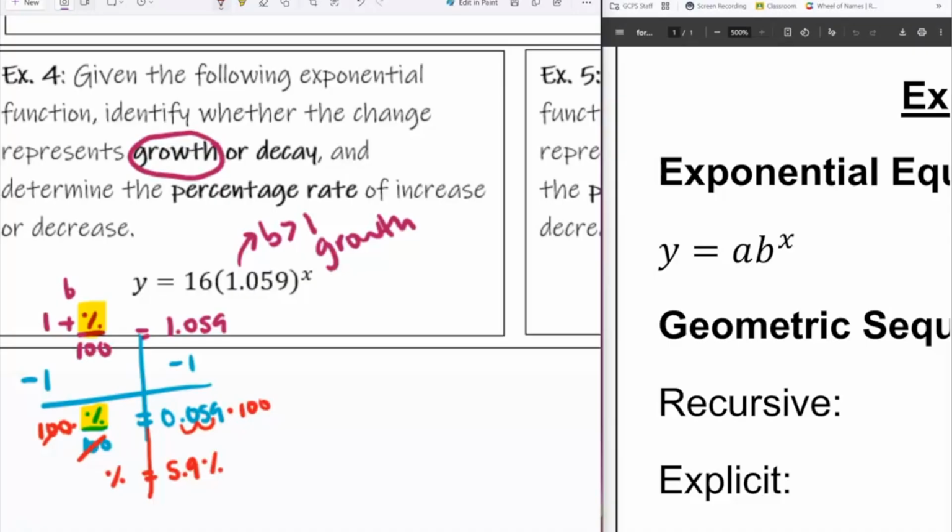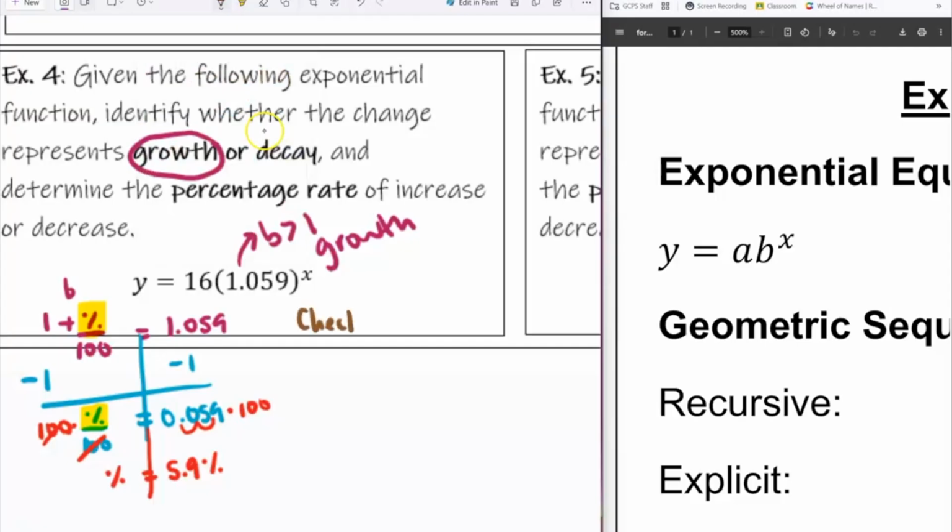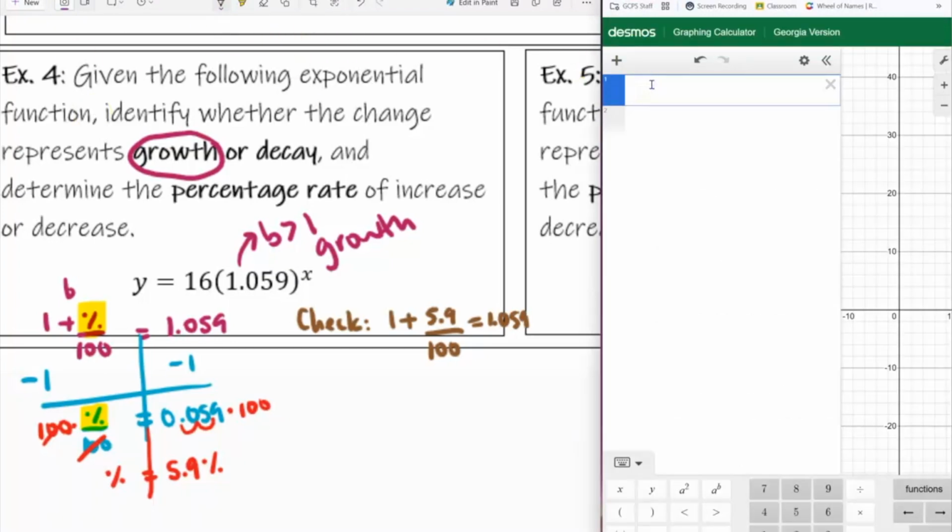Now, the most important thing for you to do is to do a check. You are going to check to see if you were right when you did this. So you must check because it's easy to check. We know 1 plus the percent, which I'm saying is 5.9 right now, divided by 100 is going to give me my growth factor, which is 1.059. So you're going to stick that right into a calculator and make sure it's true because there's no sense in you getting the question wrong for no reason. So once you type it into a calculator, does it give you your growth? Yes. So this checked out.